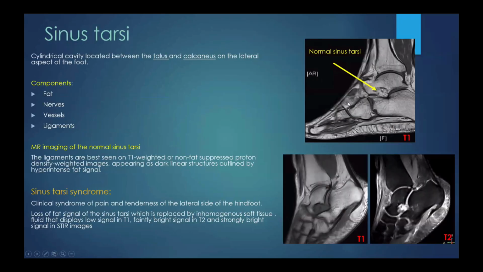Sinus tarsi. The sinus tarsi is a cylindrical cavity located between the talus and calcaneus on the lateral aspect of the foot. Its components include fat, ligaments, nerves, and vessels. Best visualized on sagittal T1 weighted images without fat sat, we should see fat signal intensity which surrounds the linear low signal intensity.